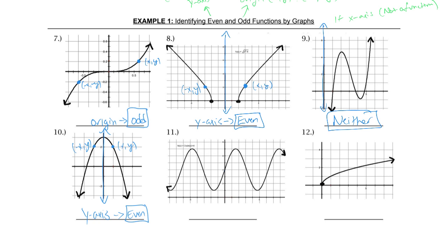It's not the same y for opposite x values, so it's not y-axis symmetry. If you picked a point here and here, they're not opposite x's and opposite y's. There's nothing below our x-axis, so they're neither even nor odd. It's not origin and it's not y-axis symmetry.